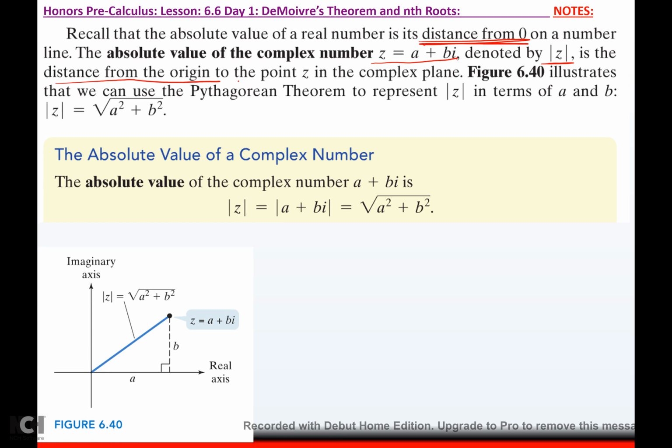It's the distance from the origin to the point z. So again, if I have this complex number, which would be a units to the right and b units up, when you're finding the magnitude of that, you're finding that distance. So this becomes the magnitude of that complex number. And we do it just like we did the magnitude of any vector. It's the square root of a squared plus b squared.